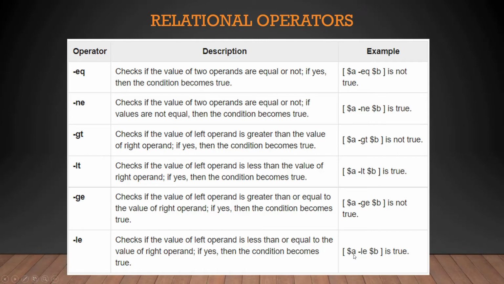Now a, which is 10, and b, which is 20: is it less than or equal to? Is it equal? No. But is it less than? Yes. So it is true. So out of two conditions, it has given one true. So you can read it out like this: it checks if the values of two operands are equal or not, not equal to, greater than, less than, greater than or equal to, and less than or equal to. Let's move forward.